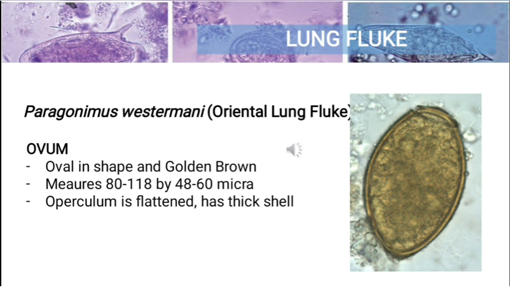And guys, please don't forget the first intermediate host of our Paragonimus westermani is Antemelania aspirata, and then the second intermediate host is Sundathelphusa philippina. And the treatment or the drug of choice for our Paragonimus westermani is praziquantel.